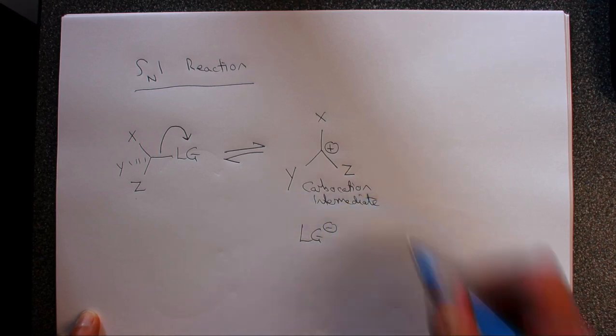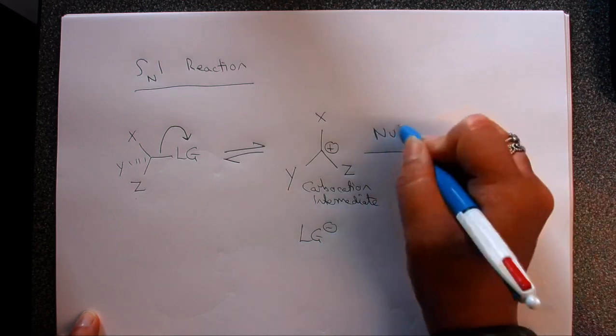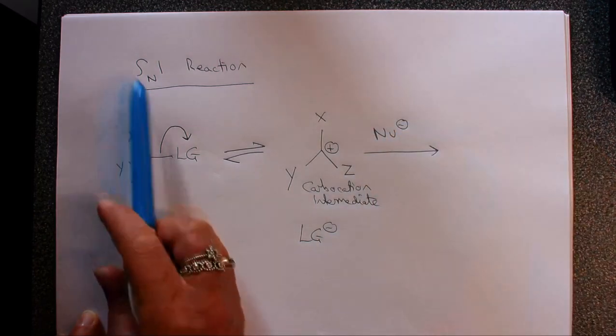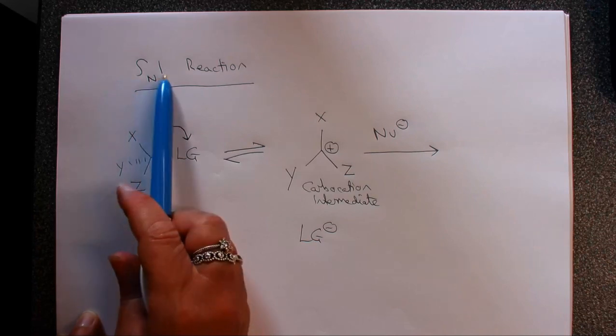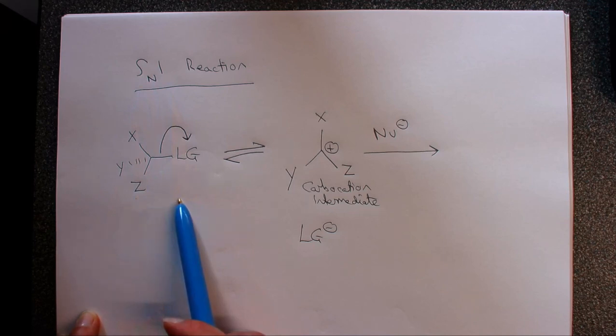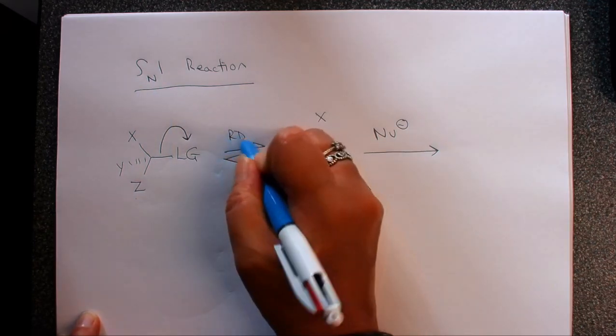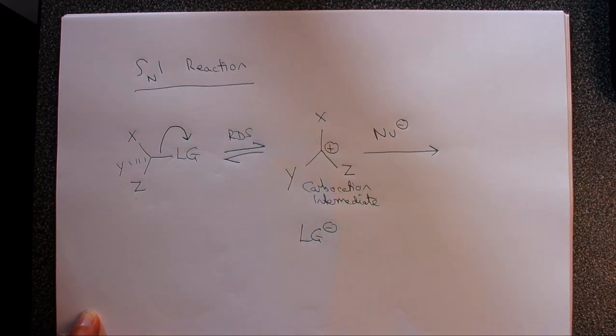So that means when we attack this by a nucleophile, so it's a SN1 substitution nucleophilic unimolecular. Unimolecular means we've just got one species involved in the rate determining step. So actually, let's write this down. RDS, that's our rate determining step.